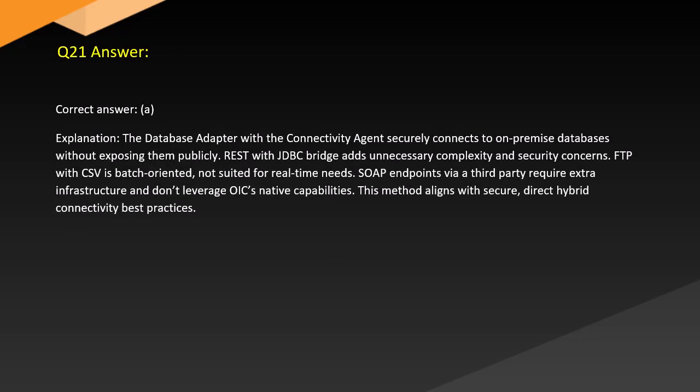Answer. Correct answer: A. Explanation. The database adapter with the connectivity agent securely connects to on-premise databases without exposing them publicly. REST with a bridge adds unnecessary complexity and security concerns. FTP with CSV is batch-oriented, not suited for real-time needs. SOAP endpoints via a third party require extra infrastructure and don't leverage OAK's native capabilities. This method aligns with secure direct hybrid connectivity best practices.